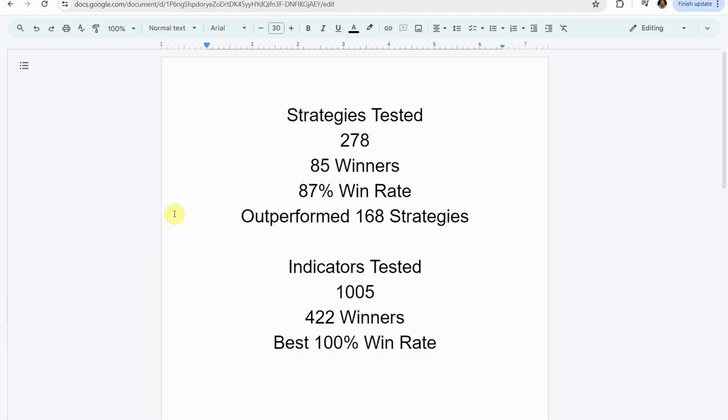Alright, as I said, today we will be looking at a Forex day trading strategy. Before we do though, I wanted to put the testing scoreboard up for everyone to see. To date, we have tested a total of 278 different strategies with 85 of them being winners. The best one so far was able to achieve an 87% win rate. That was achieved using the Academy of Forex indicator. And so far since we've been keeping track, it has outperformed 168 of the other strategies that we have put it up against, every single one so far. We've also tested a total of 1,005 indicators with 422 of them being winners.